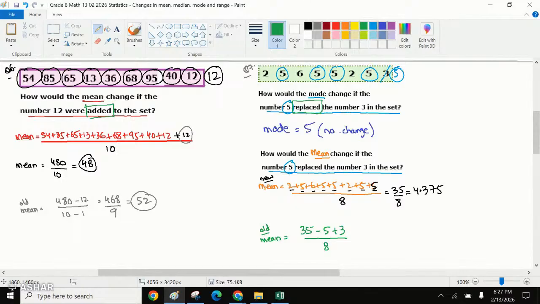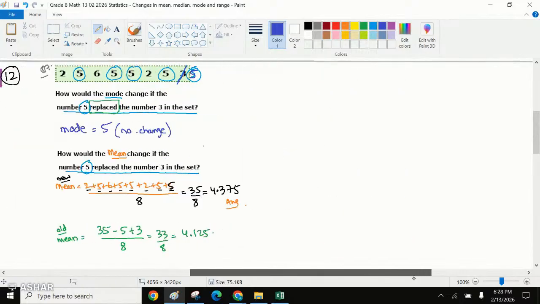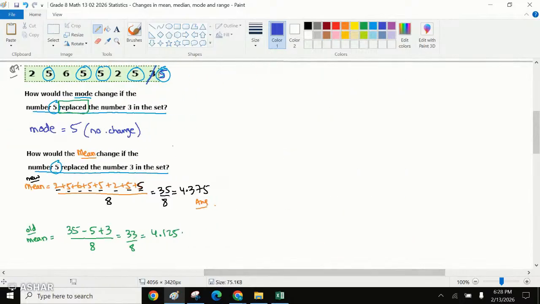So 35 minus 5 is 30, plus 3 would be 33. When 33 was divided by 8, the answer comes out to be 4.125. That means the new mean is a greater mean. Why? Because when 3 was removed, a larger number than 3 was added. Agreed? So if a larger number is added, then the mean would increase.